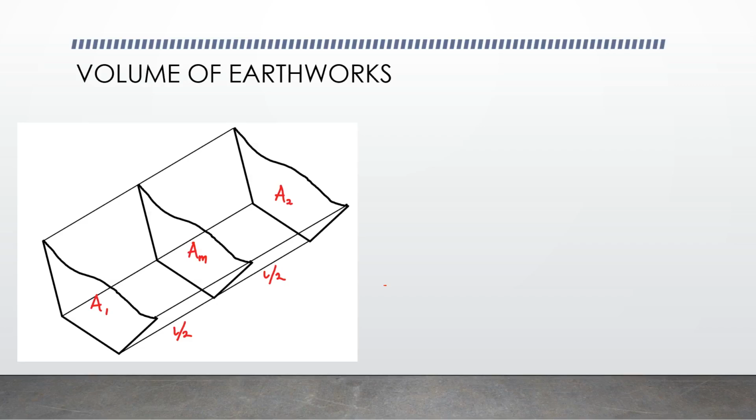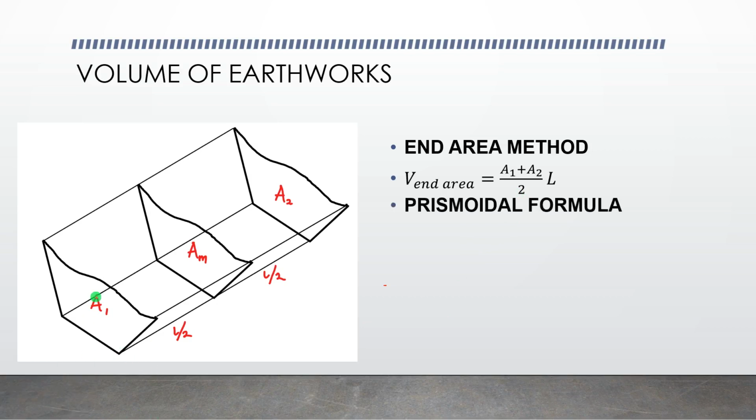That's your answer. Now it's time to compute the volume of earthworks. Especially in the cross-section of a roadway, we have two solutions again. The first one is the end area method, where we simply take the average of the areas of the two stations and multiply it by the distance between the two stations. Let's say we have station 1 and station 2. Just determine the area of station 1 and 2, take the average of that, and multiply it by the distance.